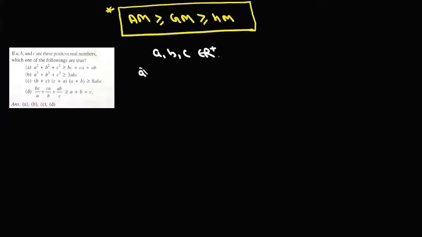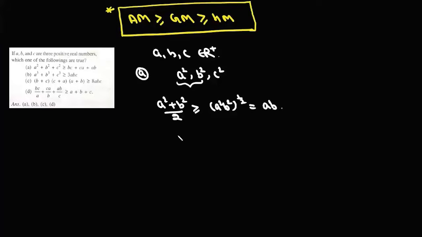For this first one, we'll take the three numbers as a square, b square and c square and write their arithmetic-geometric mean inequality taking two at a time. If we take a square and b square, we can write a square plus b square by 2 is greater than or equal to a square b square to the power 1 by 2, which is simply ab. In the same way, we can write it for b square and c square: b square plus c square by 2 is greater than or equal to bc, and c square plus a square by 2 is greater than or equal to ca.